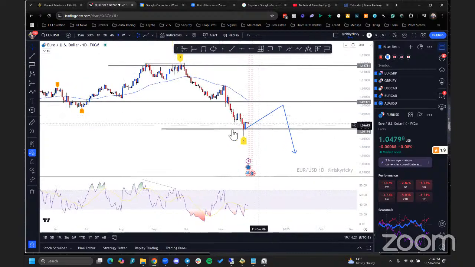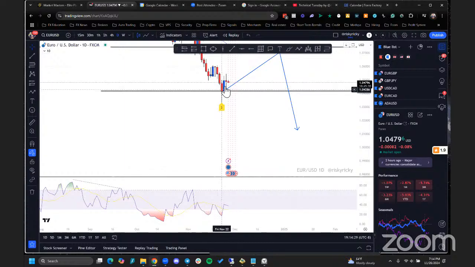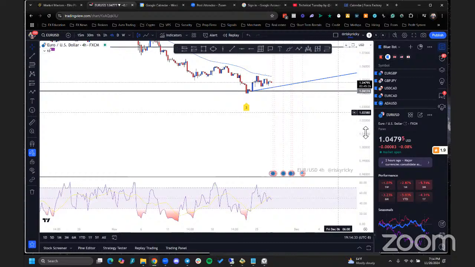But let's see if I can maybe snipe something. So I do see like a hammer formation there mixed with a bullish engulfing at the bottom. So zooming in.